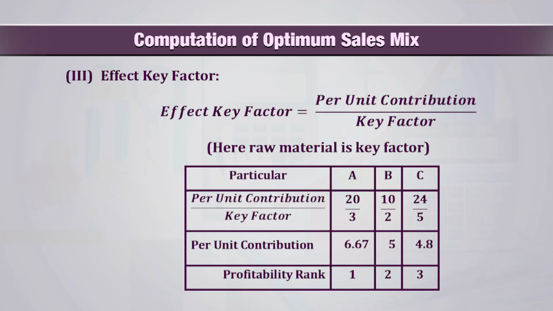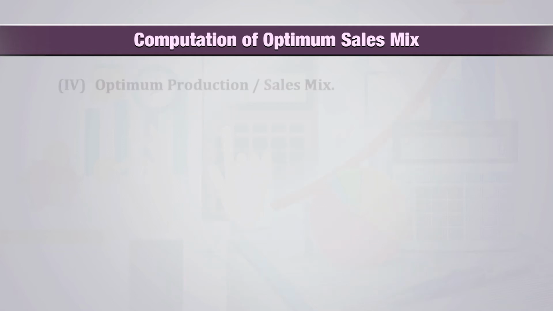Looking at the table, per unit contribution divided by key factor for product A is 20 divided by 3, product B is 10 divided by 2 and product C is 24 divided by 5. So the per unit contribution comes of product A is 6.67, B is 5 and C is 4.8. So the profitability rank now becomes A is first, B is second and C is third. Fourth point, optimum production sales mix.